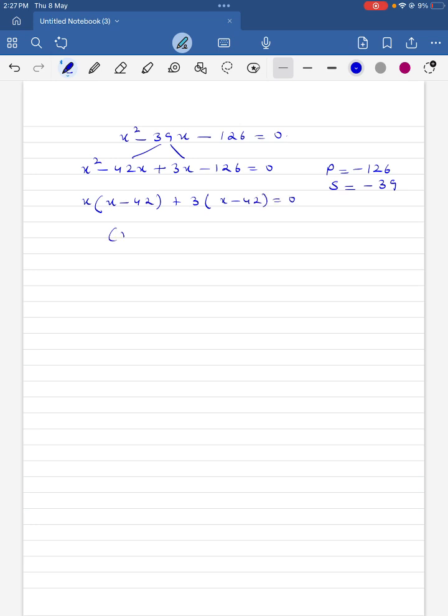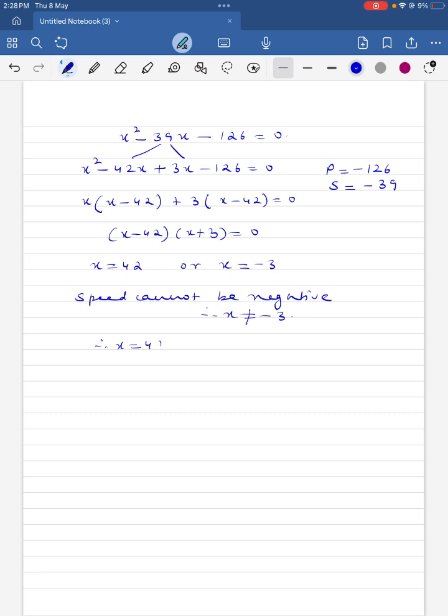So that is x minus 42 times x plus 3 is equal to 0, so the value of x could be either 42 or x could be minus 3. Now since speed cannot be negative, therefore x is not equal to minus 3. Therefore x is equal to 42. The original speed of the train is equal to 42 km per hour.